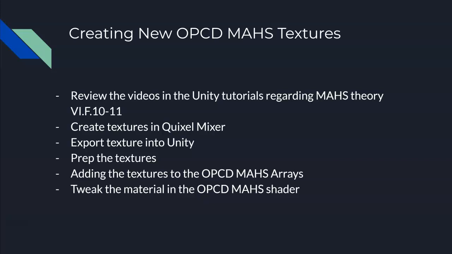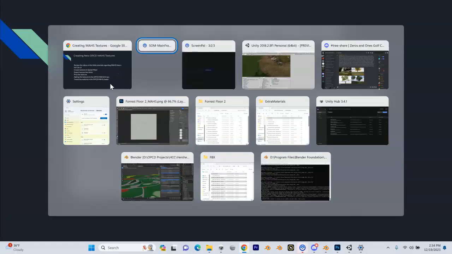After you fix or prep a couple of those textures, you're going to add them into the OPCD MAHS arrays. And if you don't know what MAHS arrays are, or what I'm saying when I talk about the slots in there, again, you need to go back and look at the tutorials. Get some knowledge. After you're done, you apply that texture to your mesh in Unity, and you're going to have to tweak the material and the colors a little bit. So let me show you what the end result actually is here.